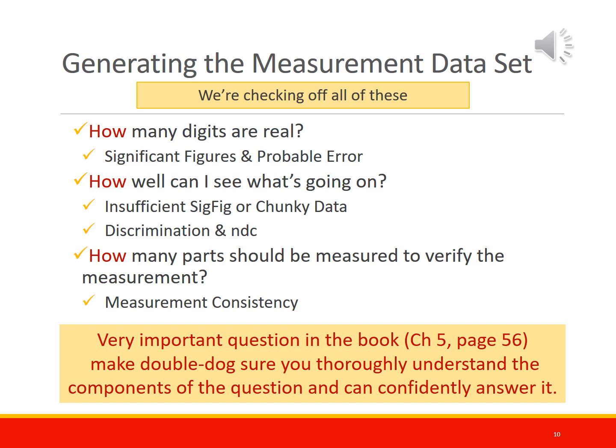Now, it's very important, right? There's a very important question in the book, chapter 5, page 56. You need to make triple dog sure you thoroughly understand the components of the question and can confidently answer it, because you will see it again.